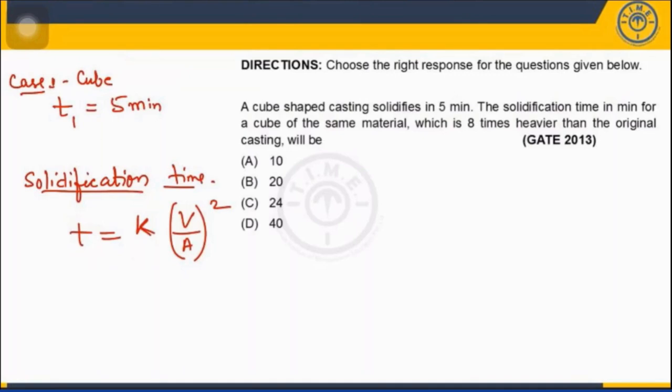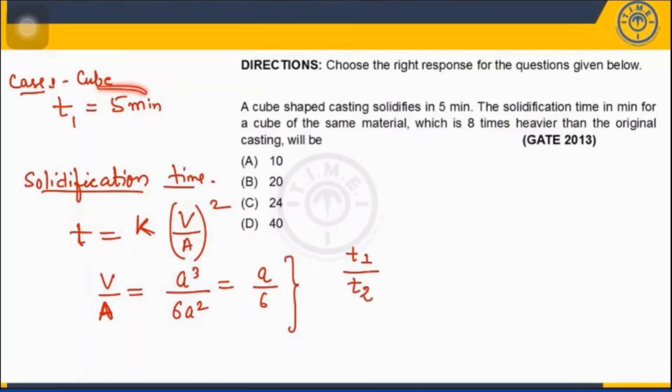Now, you have to calculate the solidification time for the cube which is 8 times heavier. 8 times heavier means their mass will be 8 times heavier, and because the material is the same, the density will be the same. Okay. So can I calculate the V by A ratio first of all? V by A for a cube: volume is a cube, surface area is 6a square. So this value is a by 6 only. Now can I write T1 by T2? T1 is related to the first case, the original cube given in the question.